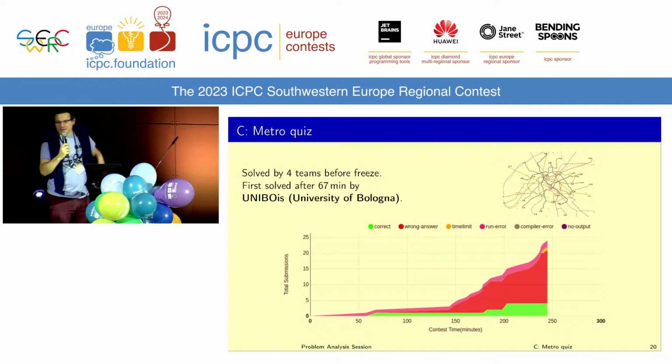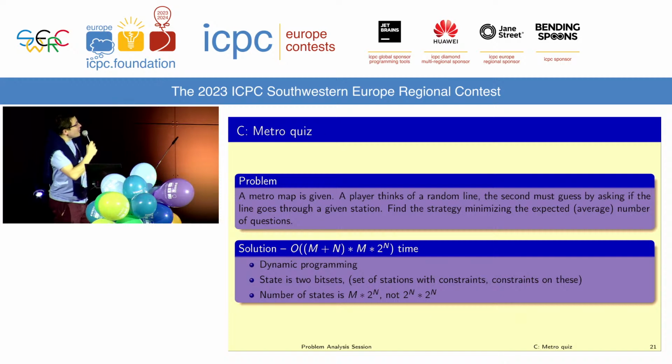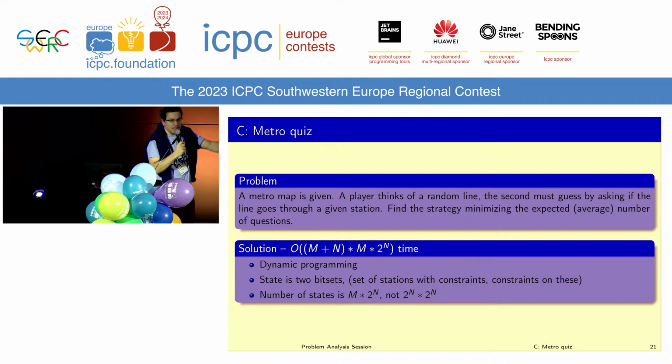Hello. So Metro Quiz was a problem proposed by Raphael. You have a metro map, and one player thinks of a random line, and the other must ask questions to find out which line it is, and you have to minimize the expected number of questions. So it's actually a classic dynamic programming problem. You go through the tree, and at each step in the tree, you try to see which station you should ask about. And so you go through all of them and you minimize.